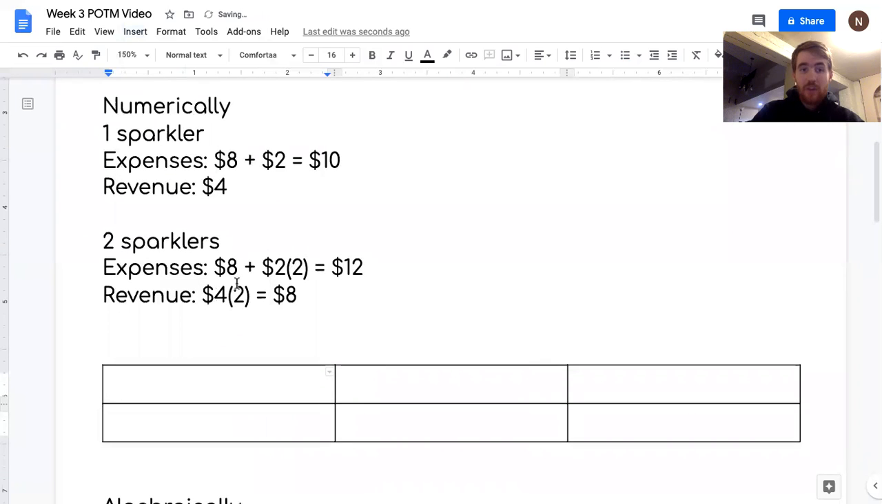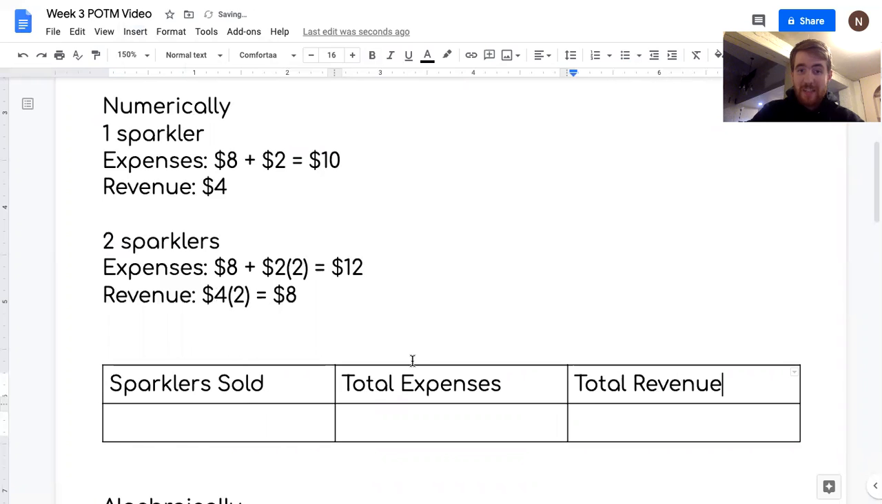And my table is going to have three pieces: sparklers sold, total expenses, and total revenue. So remember, the expenses are the bad things. These are the things that cost us money. The revenue is the good stuff. This is the money we're making from selling stuff.